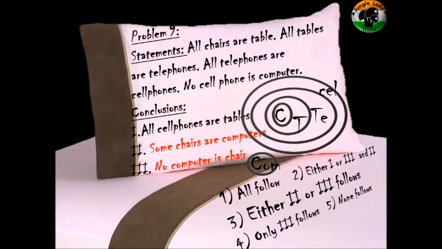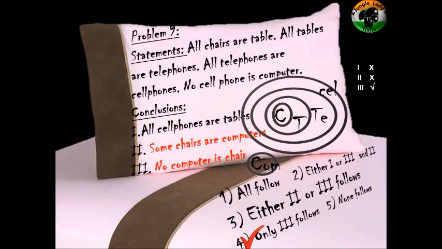Next is conclusion 2, some chairs are computers. Chairs is the inner circle and computer is the outer circle, here they are separate circles, right? There is no intersection between them. So obviously conclusion 2 is wrong. Now let's go for conclusion 3, no computer is chair. Computer is a separate circle and chair is a separate circle. Yes, they are separate, so conclusion 3, no computer is chair, is perfectly correct. So conclusions 1 and 2 are wrong and the third conclusion is correct. So option 4 is correct here.